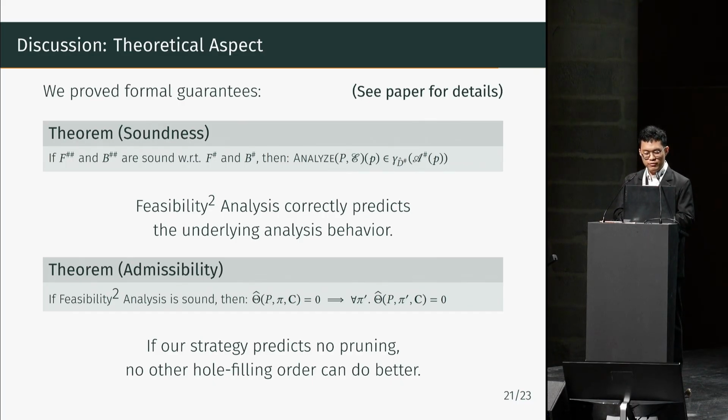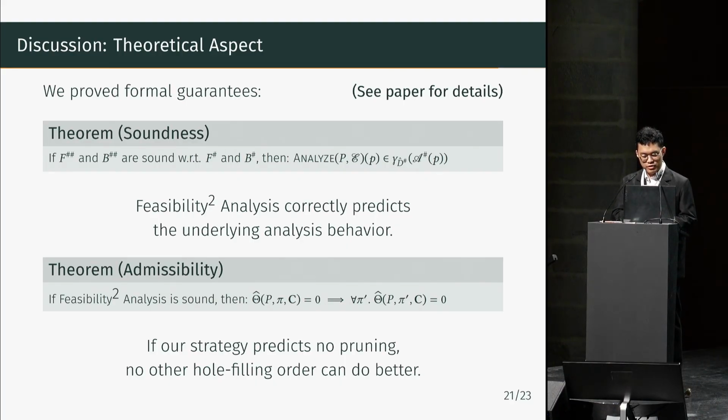And we proved the formal guarantees. See the paper for details, but the key point is soundness and admissibility. Soundness means our feasibility square analysis correctly predicts the underlying analysis behavior. We mimic the forward-backward iteration.